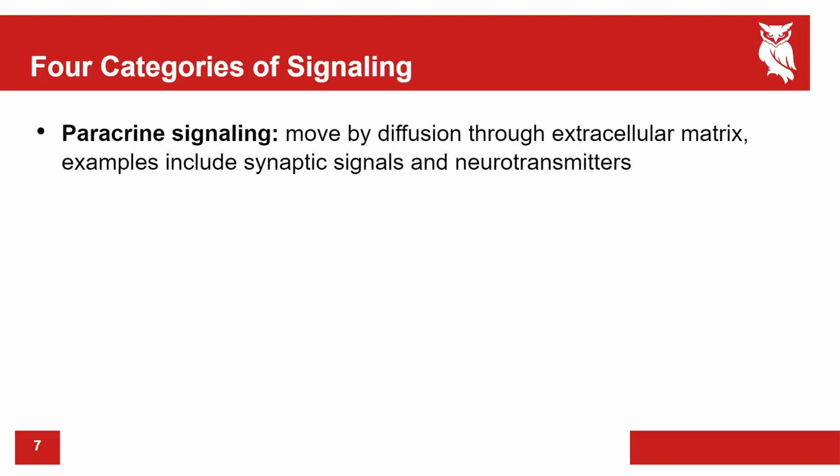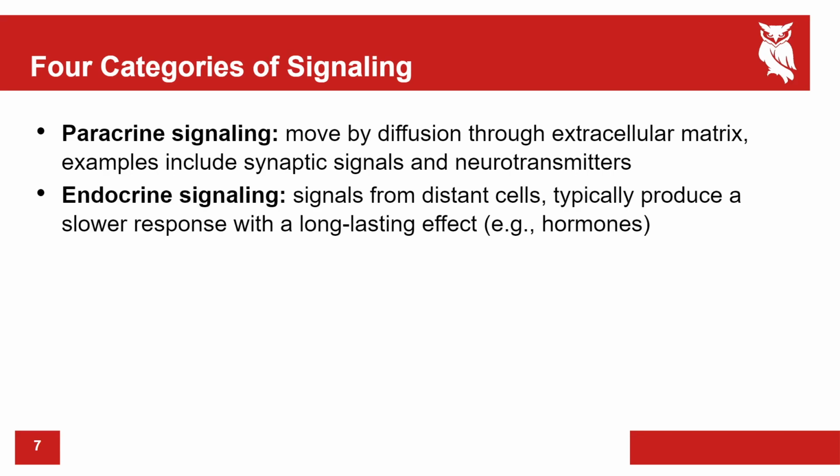So there's 4 categories of signaling. There's paracrine, which is moved by diffusion through the extracellular matrix. Examples include synaptic signals and neurotransmitters. So this is just diffusion, going from an area of high concentration to low concentration. This is how, when we talk about neurotransmitters, this is that transmission of information between neurons, like your brain to the rest of your body, etc.